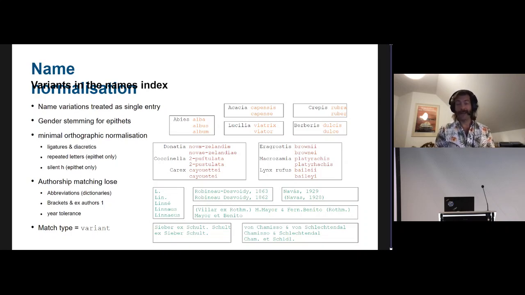We don't include in the names index every single variation that you can find. So we intentionally wanted to have only what we think of as unique names in the index, and we do a bit of normalization before a name enters the index. There is gender stemming for epithets, for one thing. So you see various examples. We do minimal orthographic normalization, that is just ligatures and diacritics are replaced or normalized. We do remove repeated letters, but that's only for epithets, because genera are sometimes really distinct with just repeated letters or not, unfortunately. We also do remove a silent H after R or G, for example, and various things for I and Y, which are often misspelled.